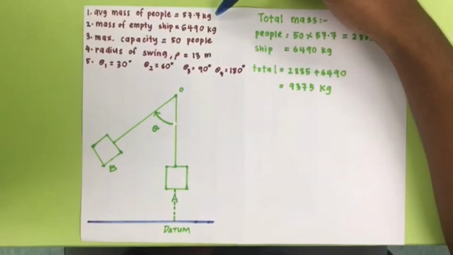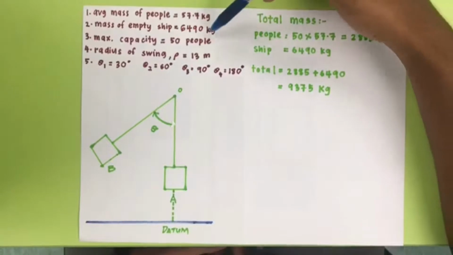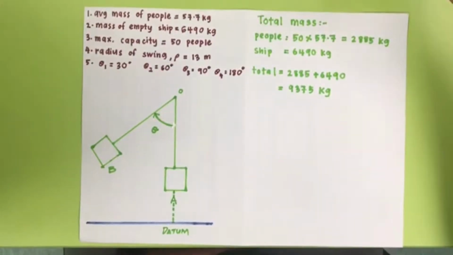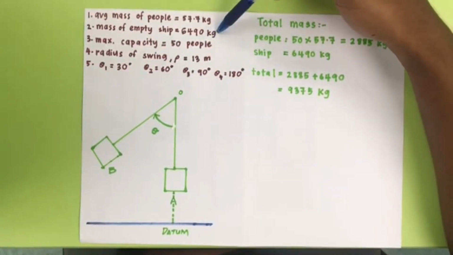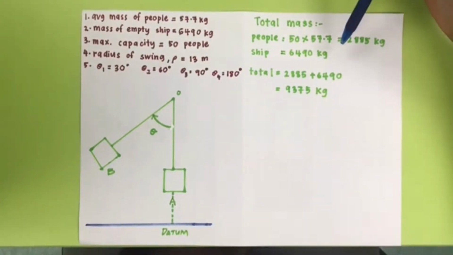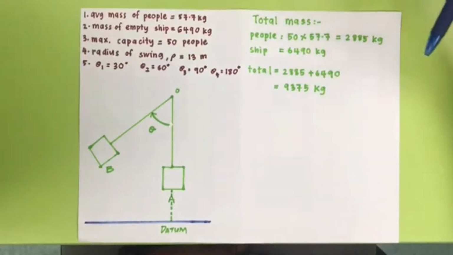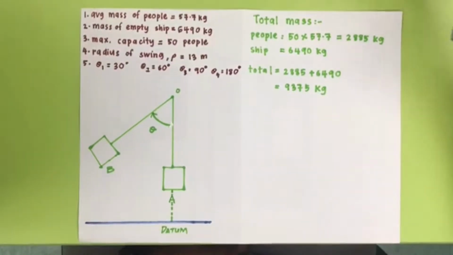So this is the information of the ship, like the average mass of people on the ship, and there are 50 people on the ship. Also the mass of the empty ship. So we have calculated the total mass of the ship, which is 9,375 kilograms.